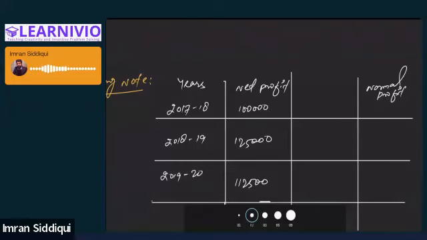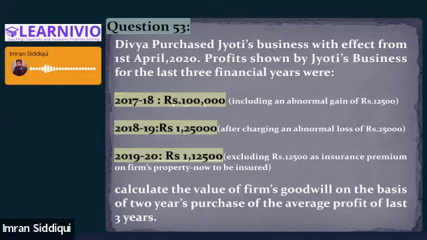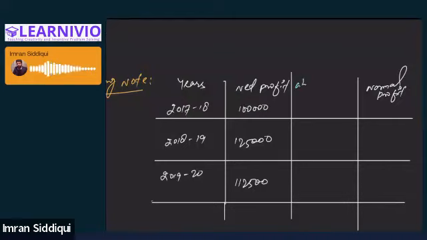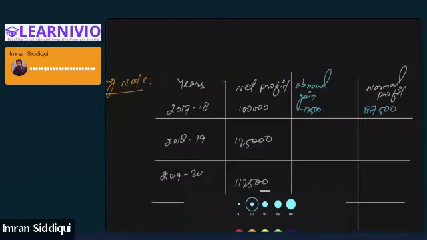Okay, now for the year 2017-18, it says that the amount of profit has been calculated by including an abnormal gain of 12,500. And since it is an abnormal gain, how do we treat abnormal gains? In order to find out the normal profit, we'll subtract 12,500 out of this. So less 12,500, and by subtracting 12,500, how much will we get? We'll get the normal profit for the year 2017-18 as 87,500, if I'm not wrong. Right? Is this correct? Yes, sir.